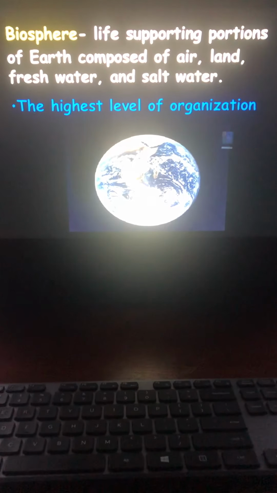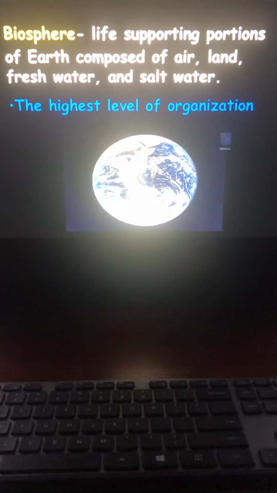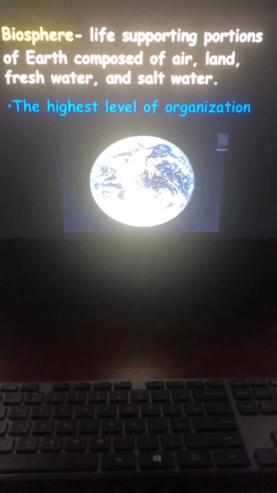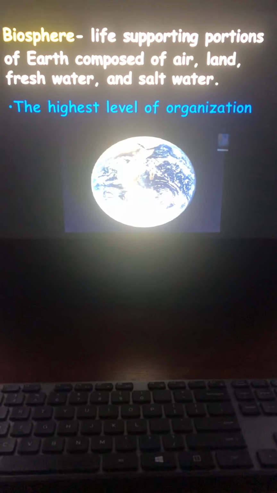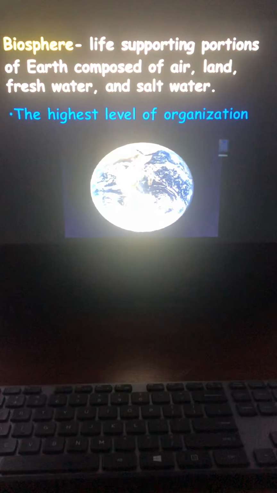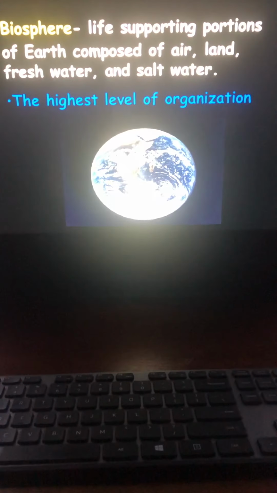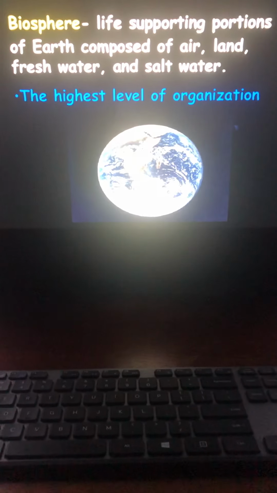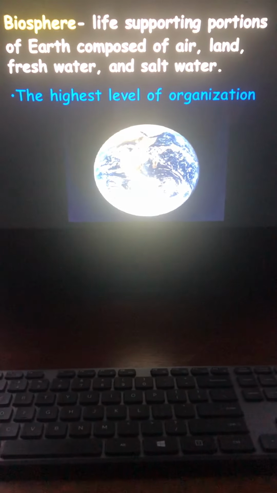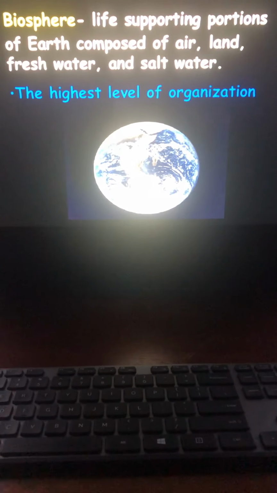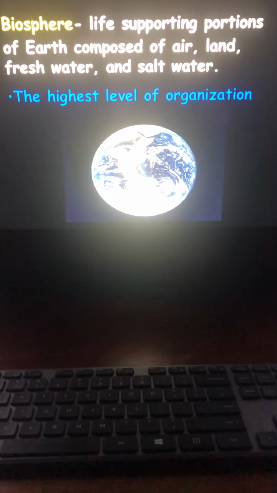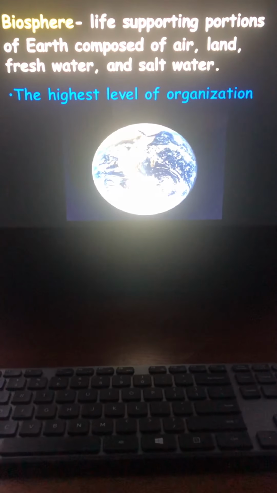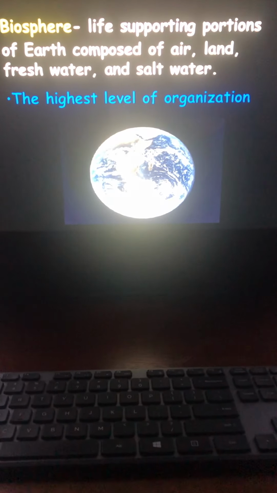And then the last slide I want to do for today is biosphere, and this is the last level. This is the life-supporting portions of Earth composed of air, land, fresh water, and salt water. It's the highest level of organization. If you wanted to compare it to what we did in the beginning of the year with cells, it would be the organism. So biosphere is the same as when we get to the end of cells, tissues, organs, and all of that, and we say that it is the organism that ends, and in this case of an ecological level of organization, biosphere ends it.